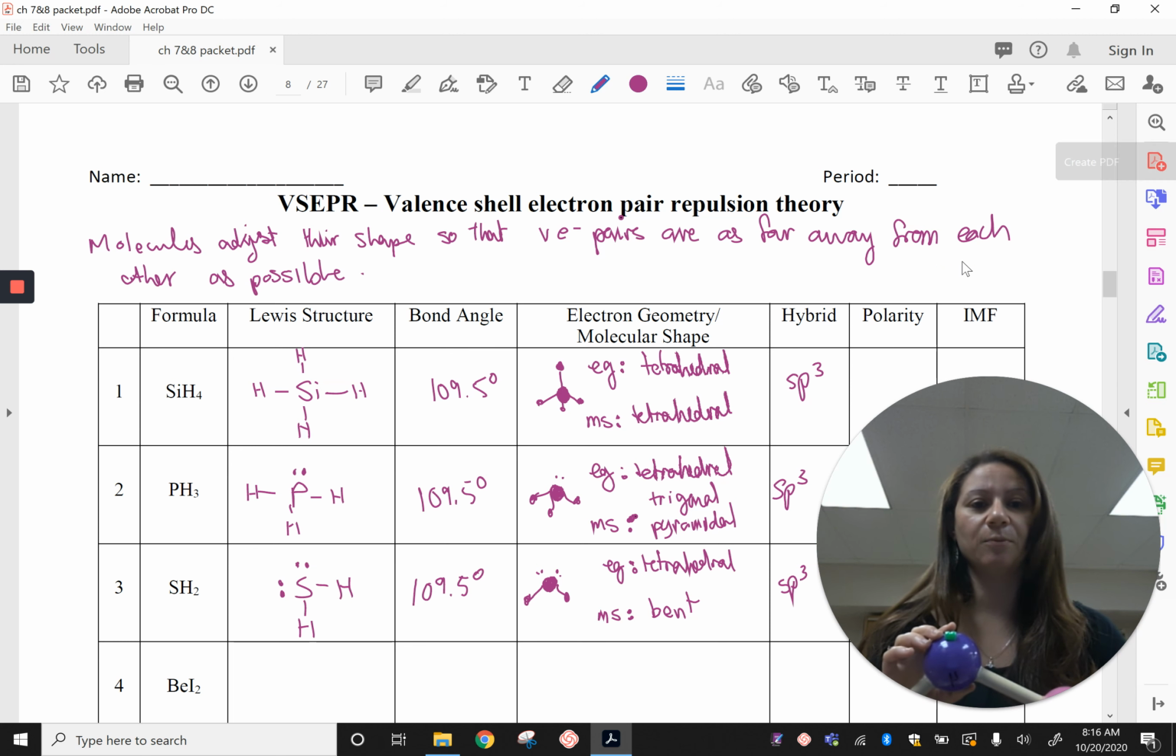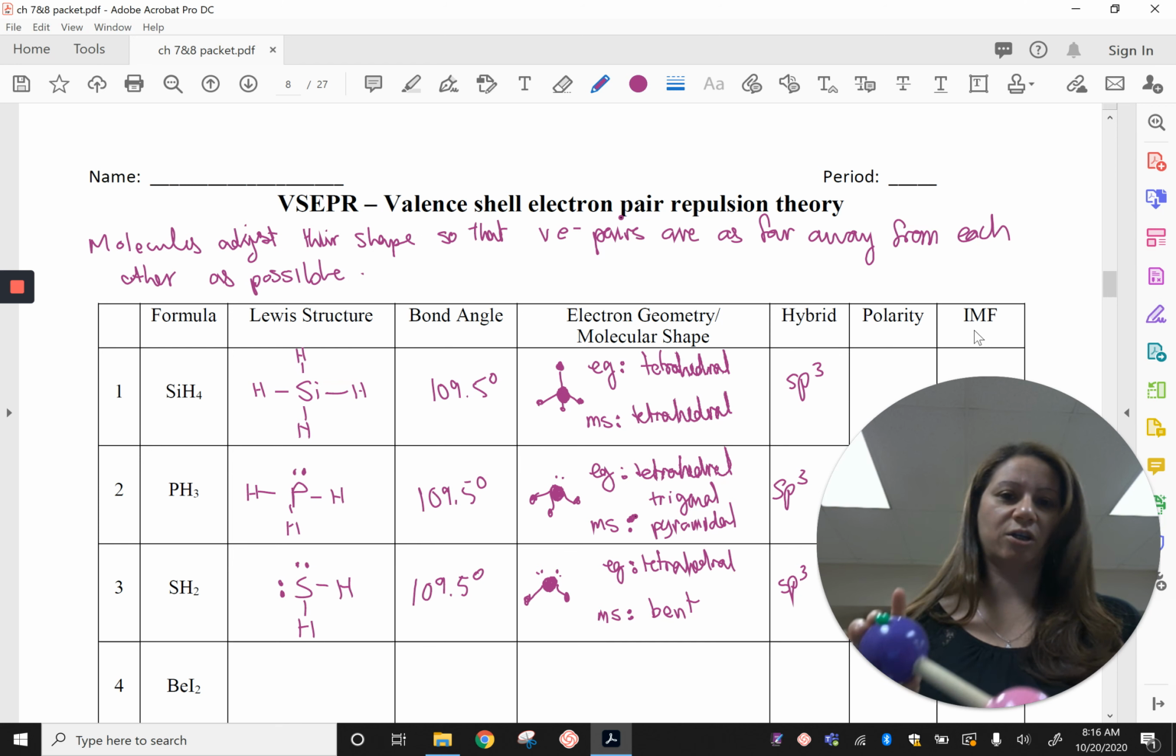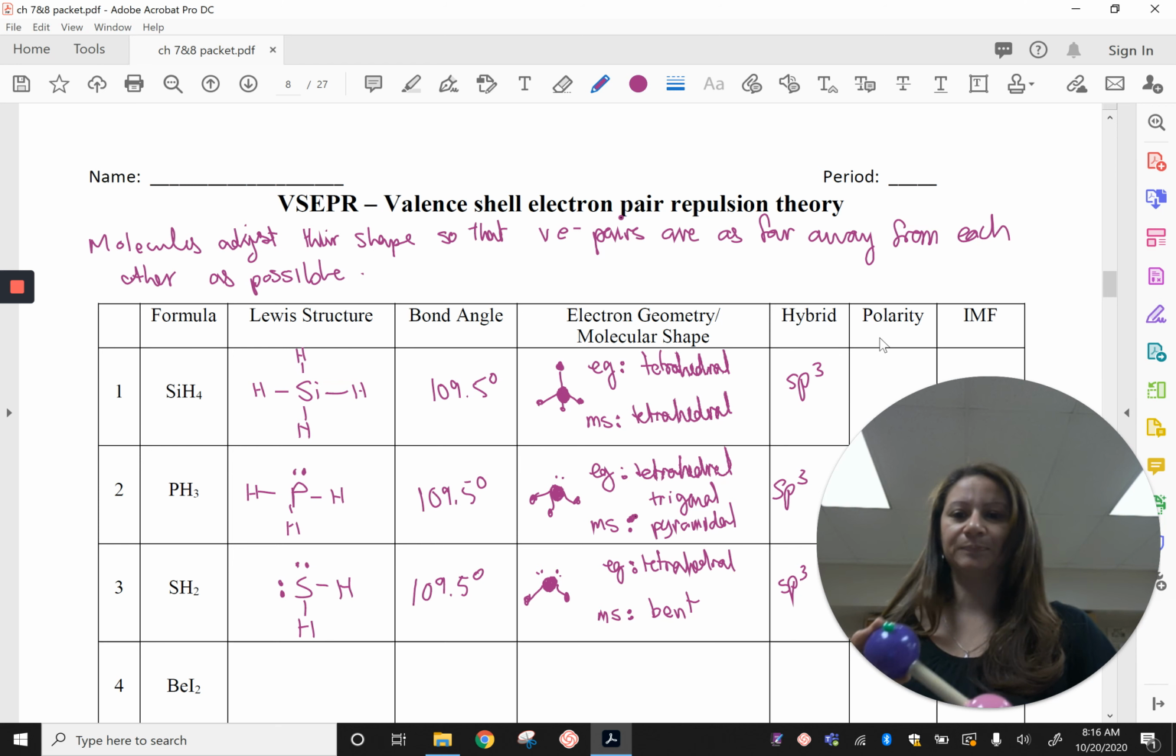By the way, we're going to worry about polarity and IMF a little bit later, so don't worry about it for now. We're just going to fill up to the hybrid box.